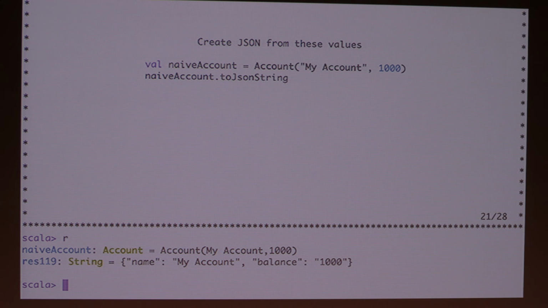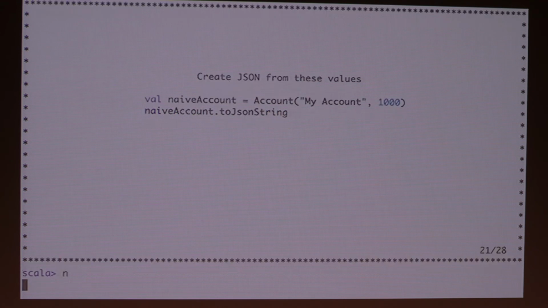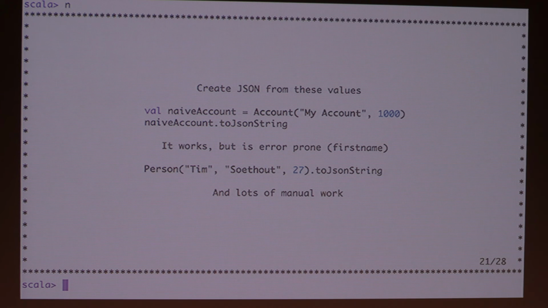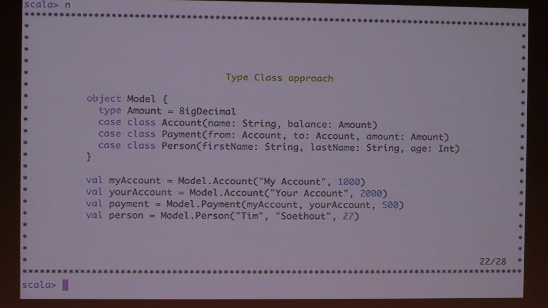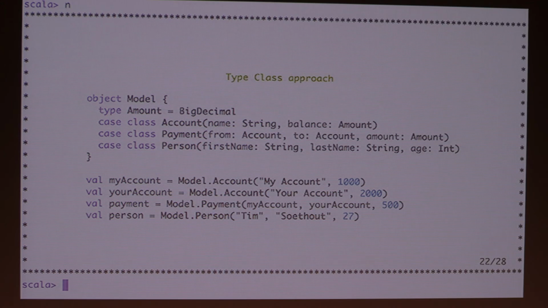But obviously we have really cluttered our model implementation here by putting all this JSONSerializable stuff in it. And of course, you can make errors very easily. This is first name, and this is also first name, so it doesn't make sense. So lots of manual work, but we can do better with type classes here. So the type class approach.